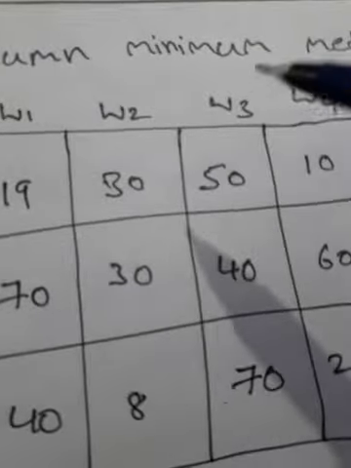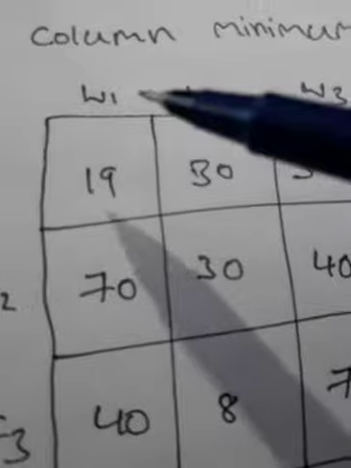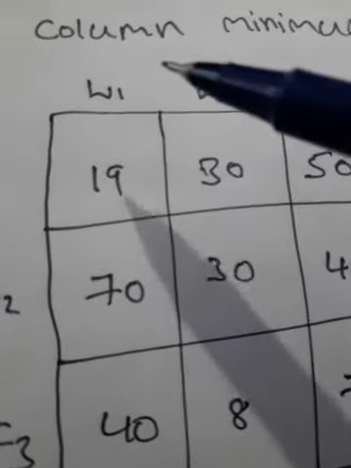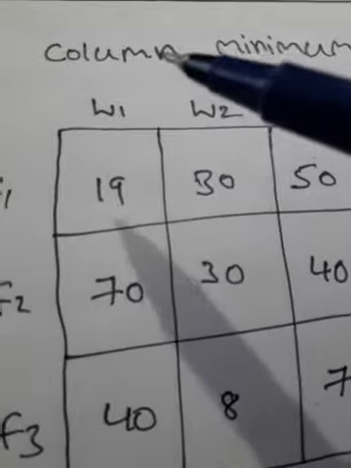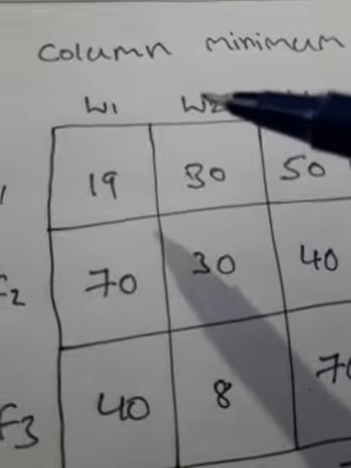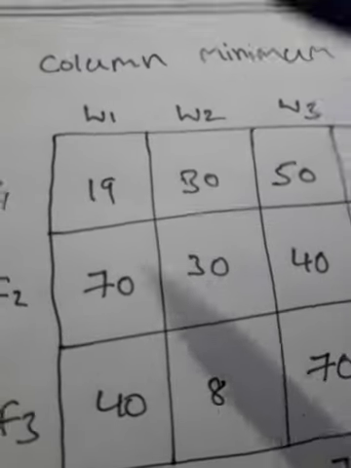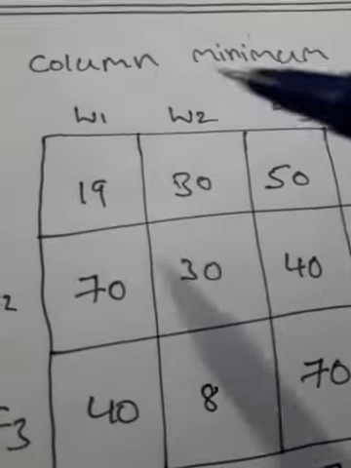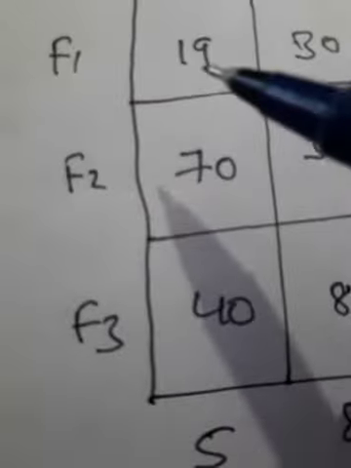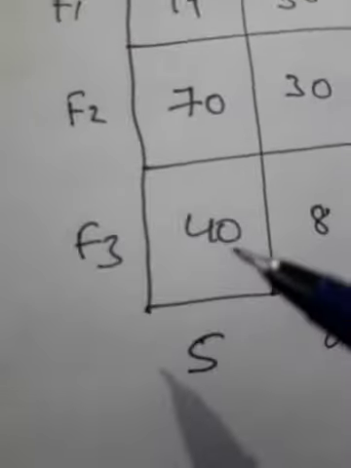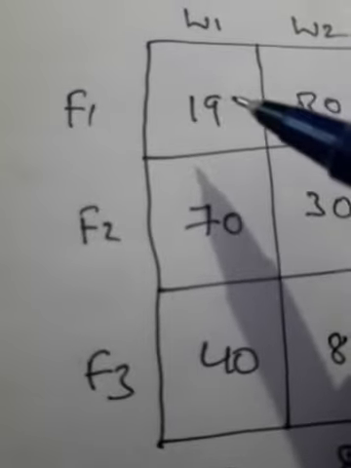So coming to today's class, the column minimum method. As the name indicates, we have to look at the minimum value in the column, and that cell has to be allocated first. In the previous section I explained the row minimum method, where we went for the minimum value in the row. So we come to the first column: 19, 70 and 40. The minimum value here is 19, so this cell has to be allocated first.